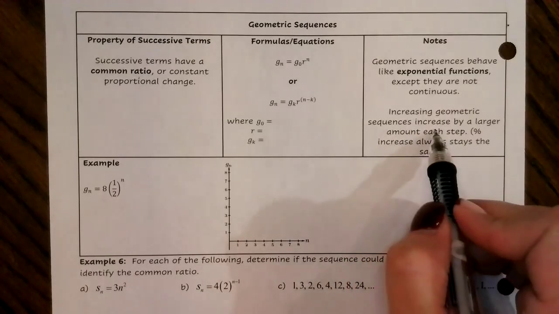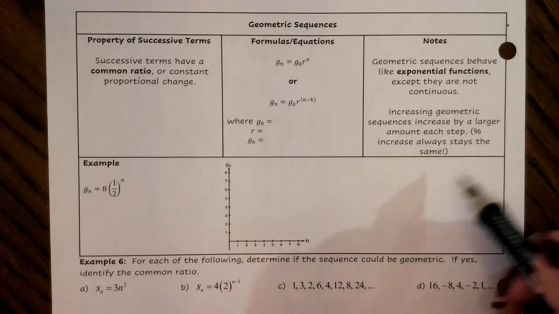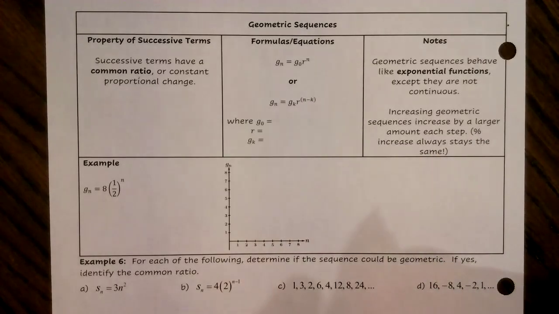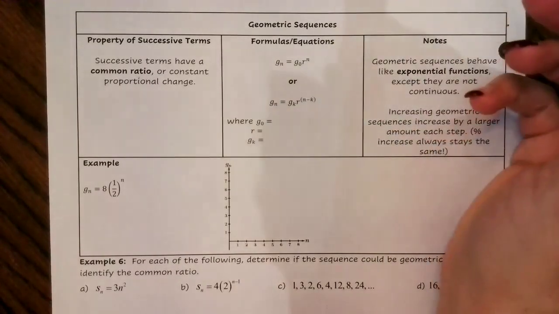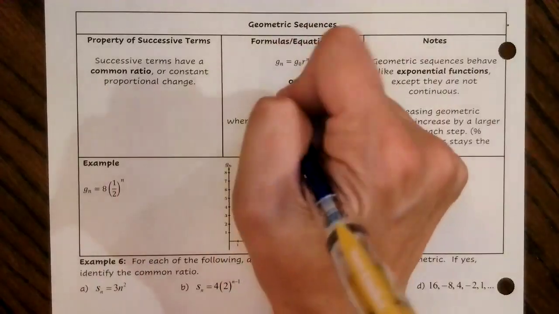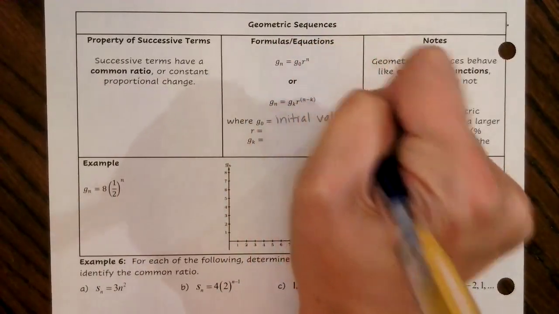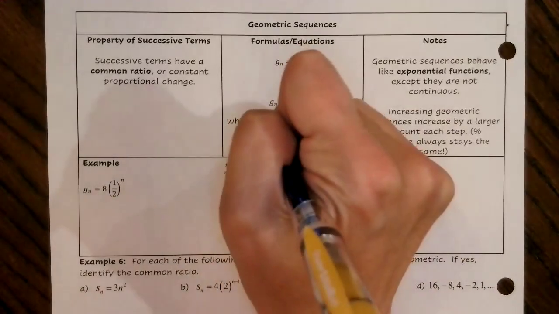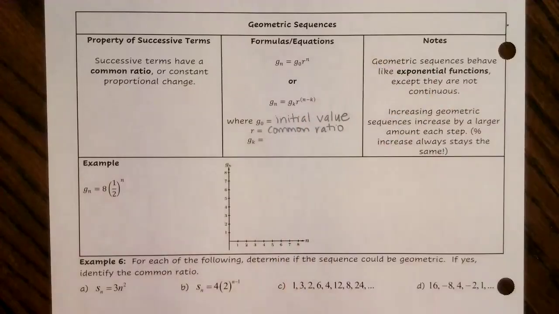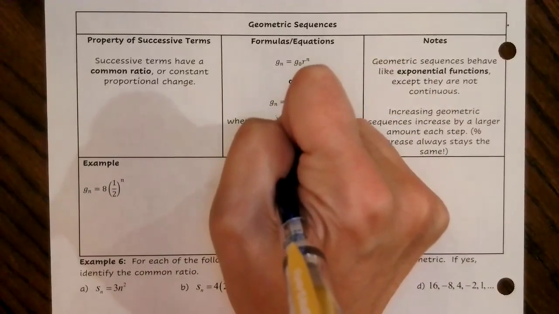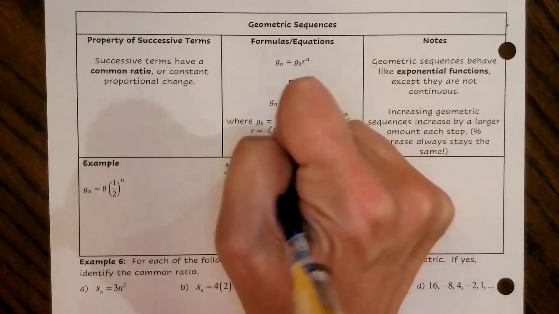Increasing geometric sequences increase by a larger amount each step, so the percent increase always stays the same. And so here's the two formats that we're really going to look at on equations, where g sub 0, again, is the initial value. r is that common ratio. And g sub k is the kth term of the sequence.